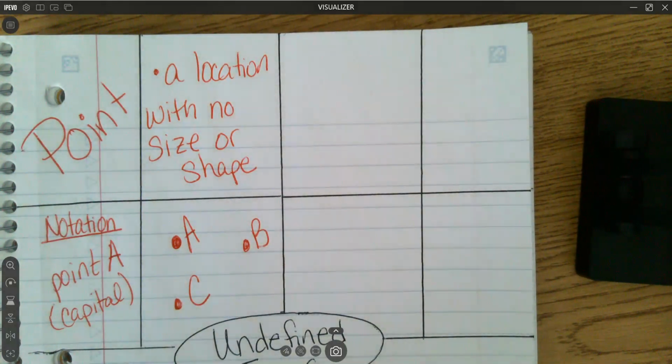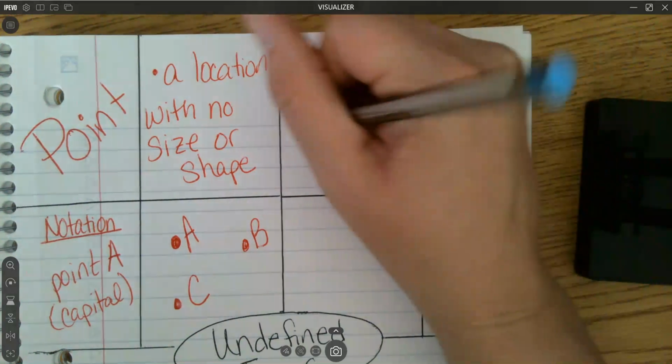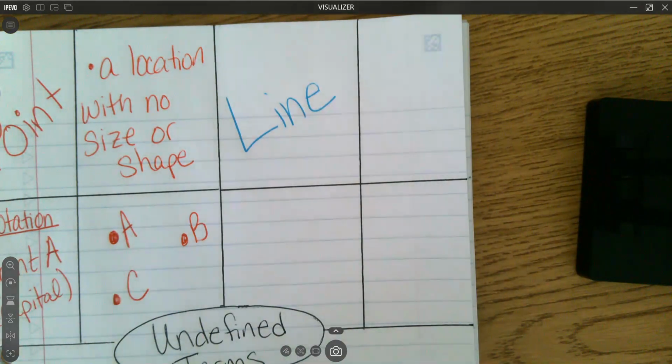Then he came up with line. I don't know if this is a good color. I should have tested it. I think it'll be okay. Okay, so from a point, then he said our next undefined term is a line.